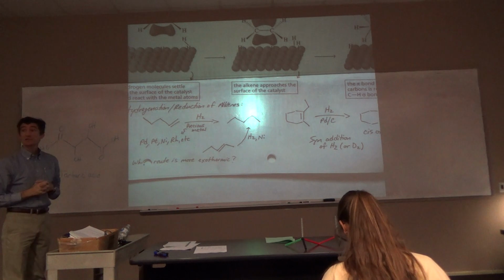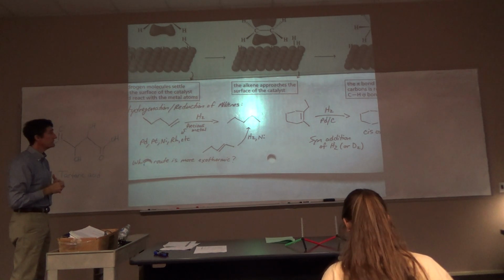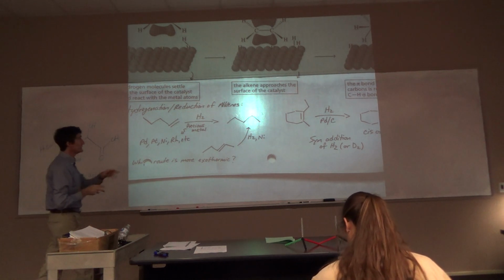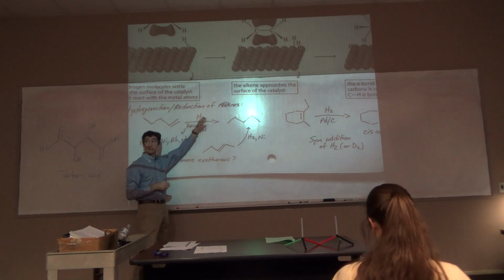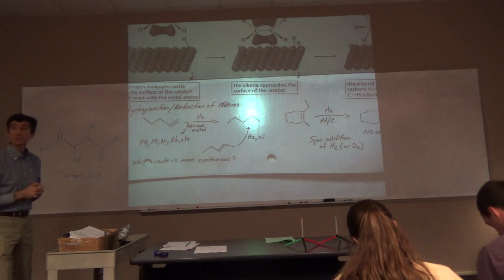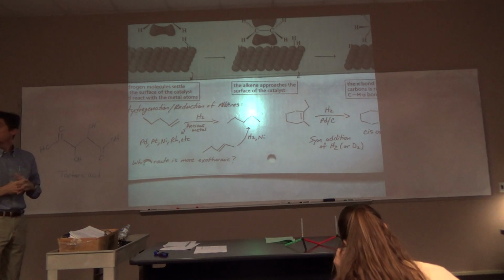This is called a hydrogenation. We're adding hydrogen to the alkene. Very easily done. It's also called a reduction because anytime you add hydrogens, it's called a reduction. We said that last time when we used sodium borohydride. So we can reduce the alkene.